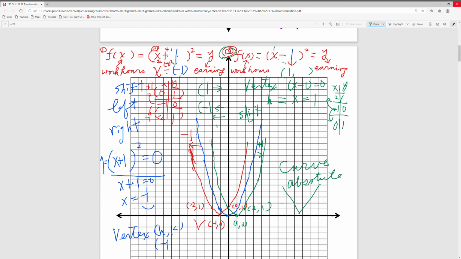Okay, so right now let me erase those many marks here, and I would like to introduce one more concept for you to make it easy to understand why we shift left, shift right. The shifting concept.